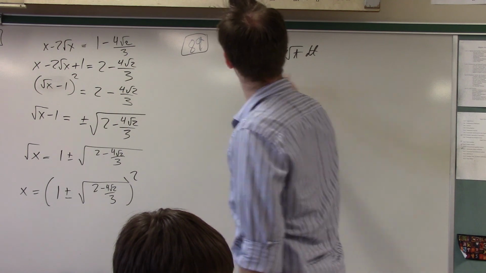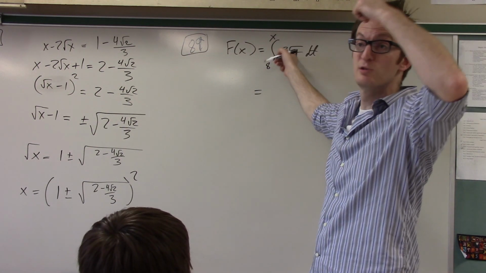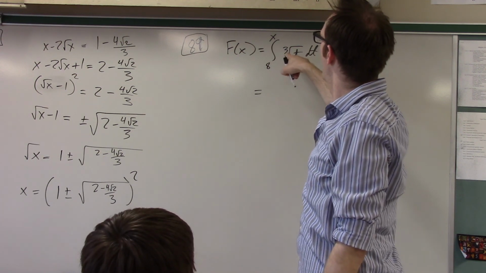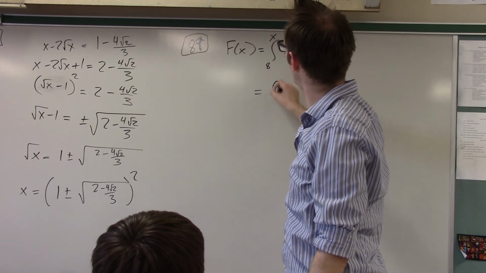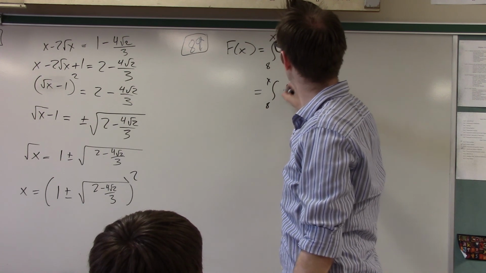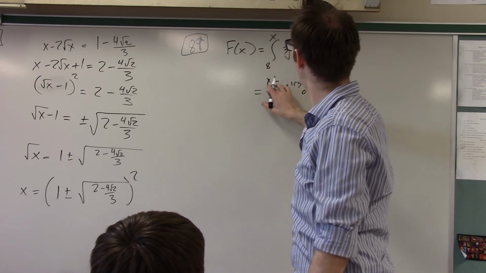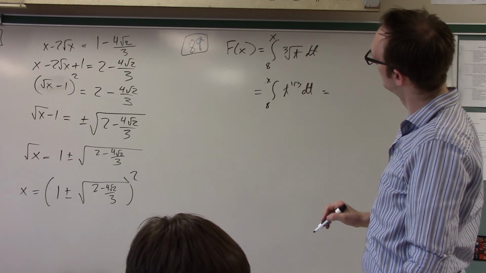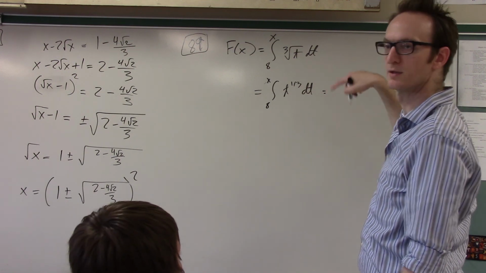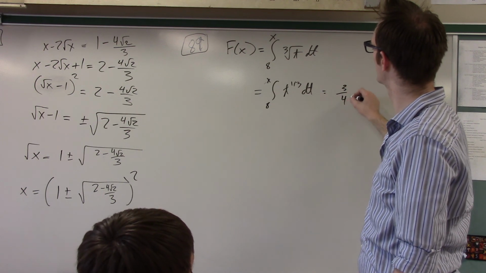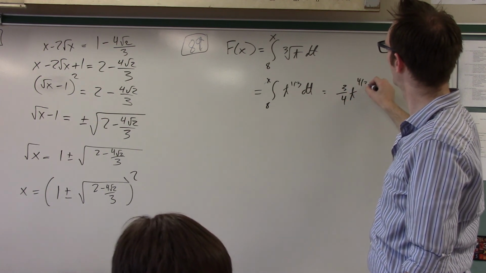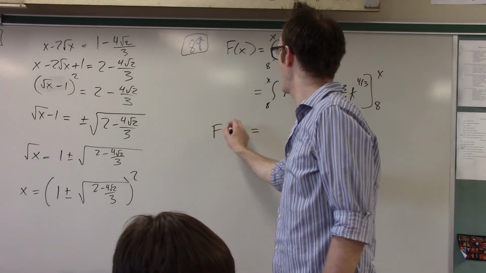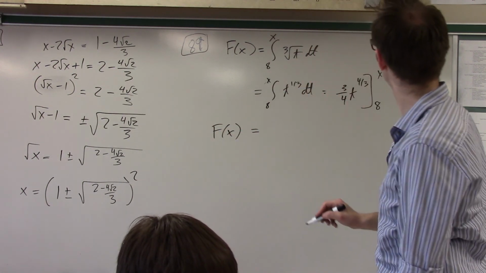So what is this function? Well, we can just do this using the useful FTC, right? The useful FTC says that this is the integral from 8 to x of t to the 1/3, and so what is that? Yeah, so it's 3/4 t to the 4/3 evaluated at x and 8. So it turns out that f is really.